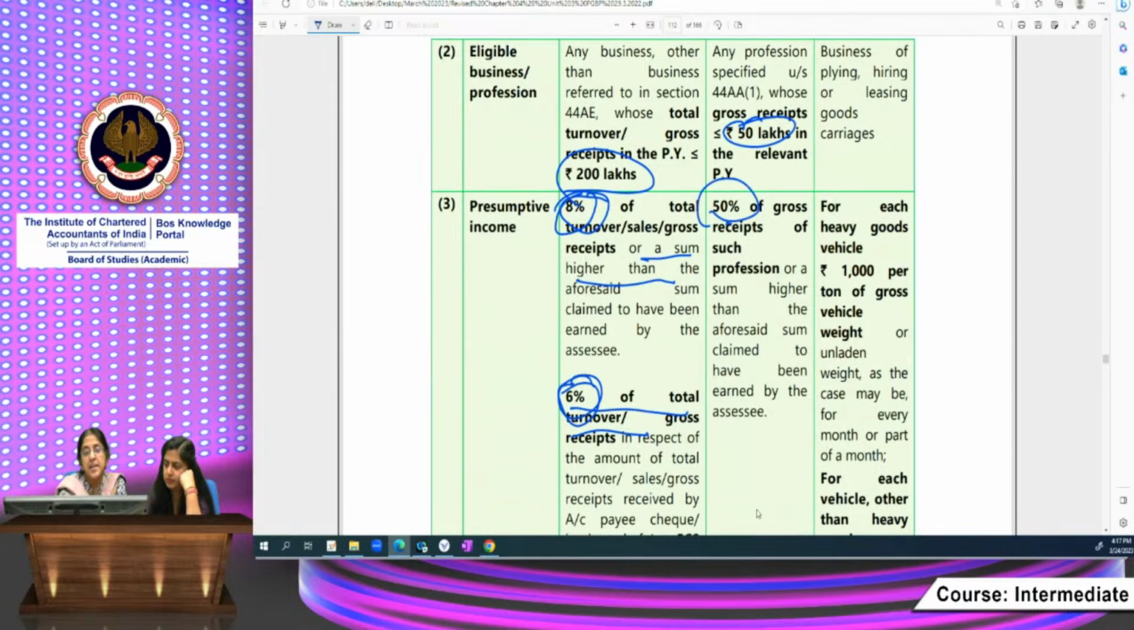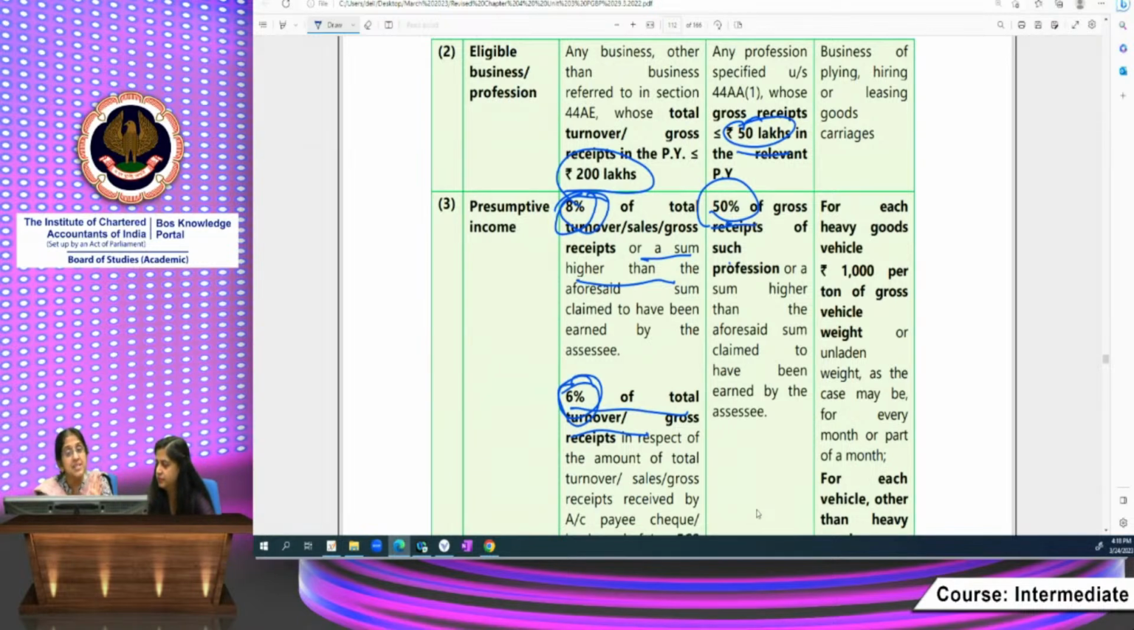In 44ADA, again, it's 50% of gross receipts of profession or some higher sum. 50 lakhs is the threshold, and 50% of gross receipts is under 44ADA, or a higher sum which you can claim. If you wish to claim a lower sum, then you have to get your accounts audited, keep and maintain books of accounts, get it audited.